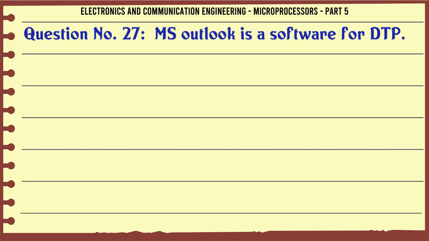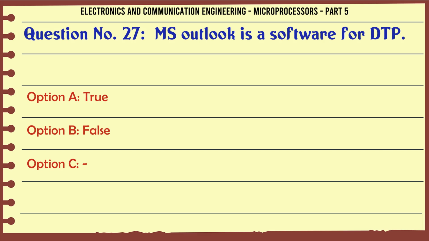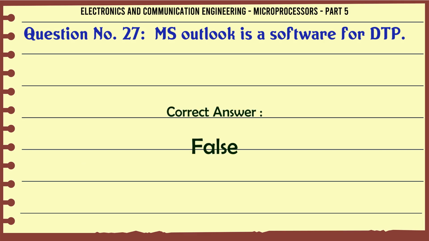MS Outlook is a software for DTP. A. True. B. False. The correct answer is false.